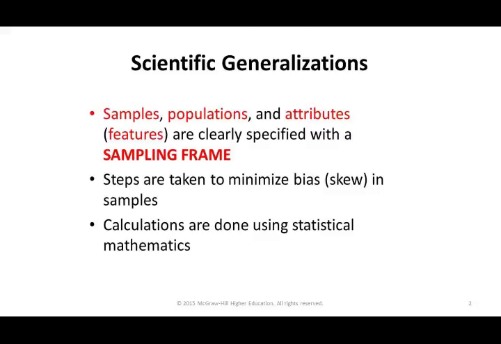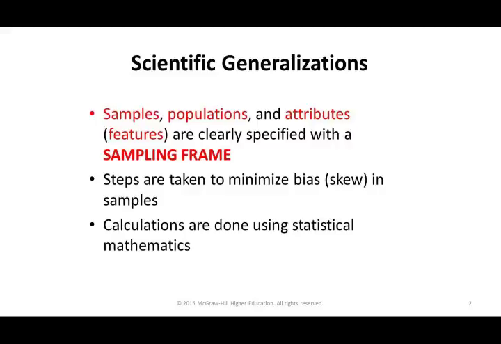scientific generalizations. So when it comes to scientific generalizations, from our last lesson, we had a couple vocabulary words, right? We had sample or samples, population or target population, and we had attributes of interest, or what we call the features. Those are all things that are clearly specified with what we call a sampling frame. So the sampling frame consists of all of those things. And we talked about the steps that are taken to minimize bias in samples, and the fact that having a bigger sample is better than having a smaller sample.